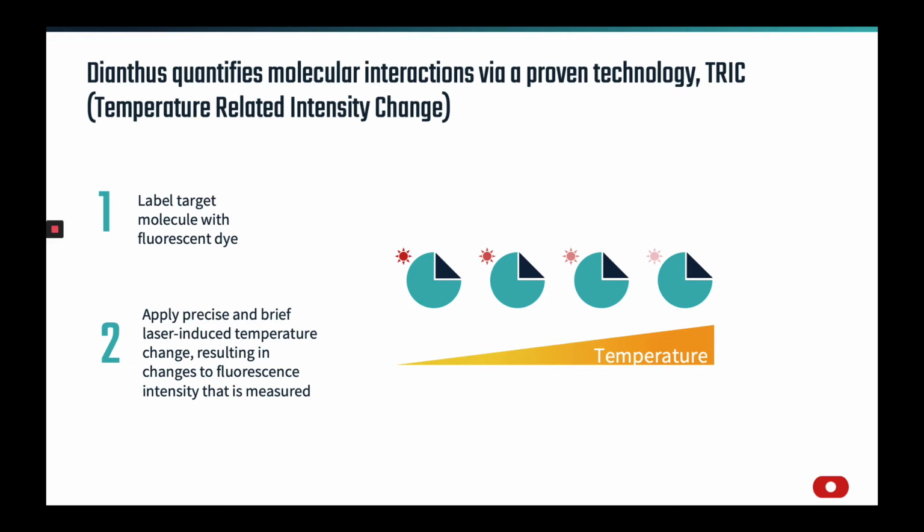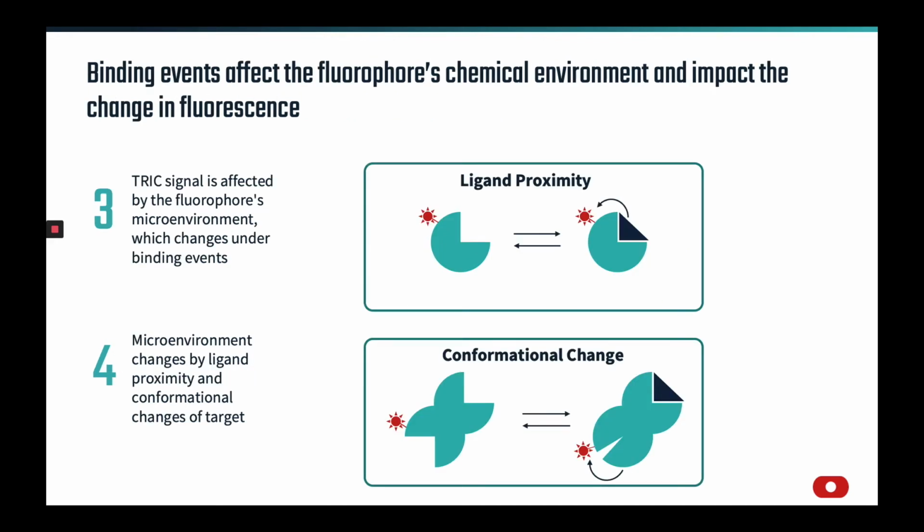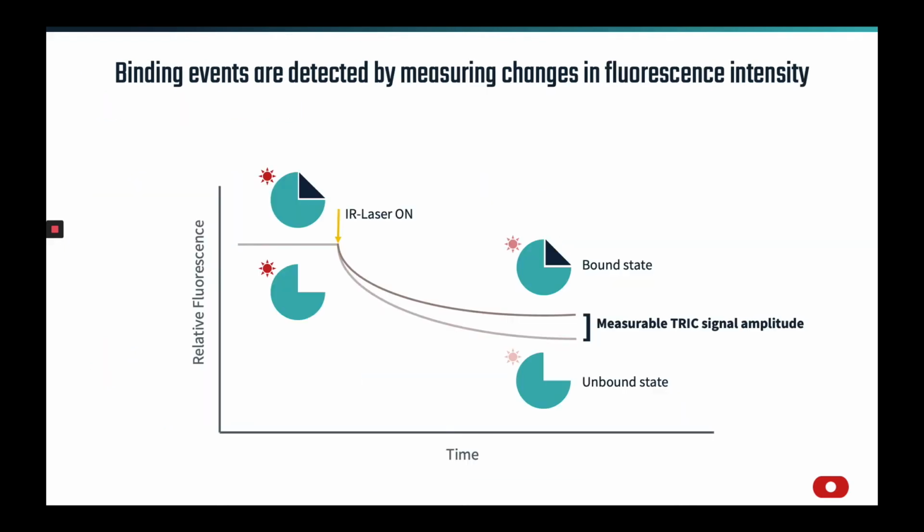With TRIC, the steps involved are that you label your protein with a fluorescent dye, incubate it with a binding partner. You then put it in the system where you apply a precise and laser-induced temperature change that results in changes to the fluorescence intensity that's measured. The TRIC signal is affected by the fluorophore's microenvironment, which can change upon molecular binding or by conformational changes. So to summarize this, binding events are detected by measuring changes in the fluorescence intensity.